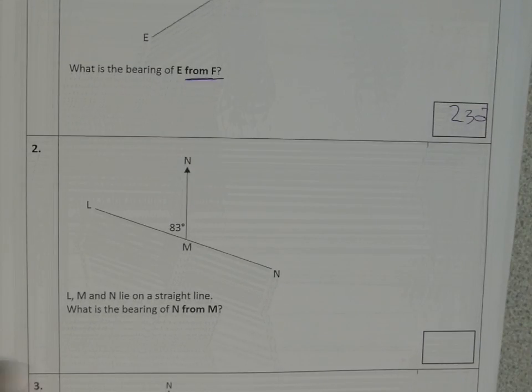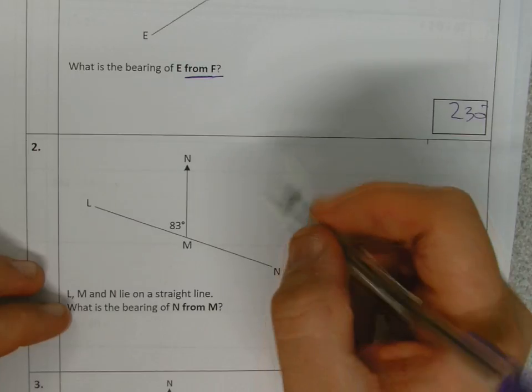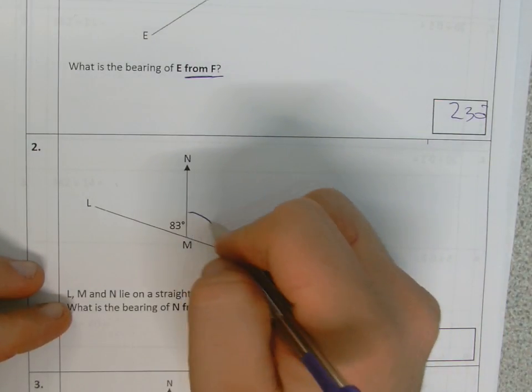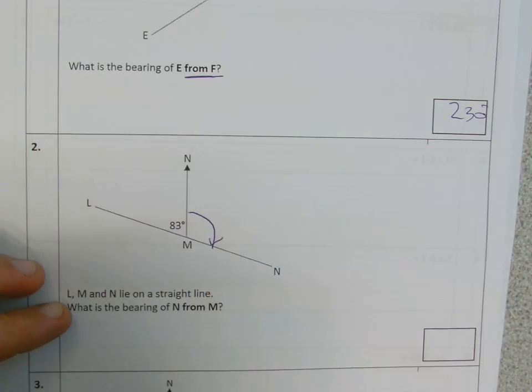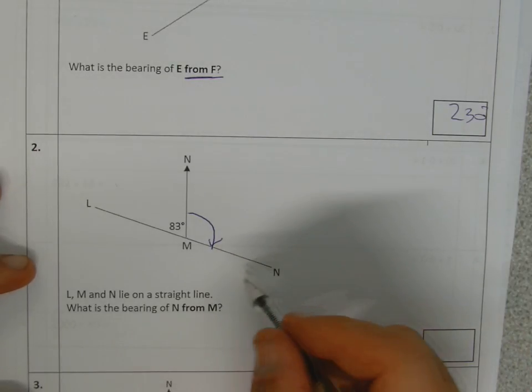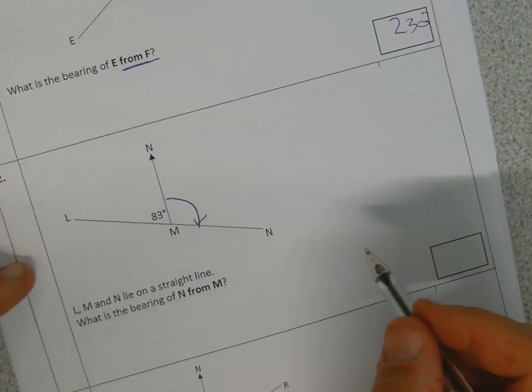Question 2, LMN, a straight line. What is the bearing of N from M? Okay, so again from M, you measure clockwise, and you go until you meet the line going towards N, alright? So you want this angle here. The key to this is realizing it's a straight line. Okay, you can see it's sort of horizontal there.